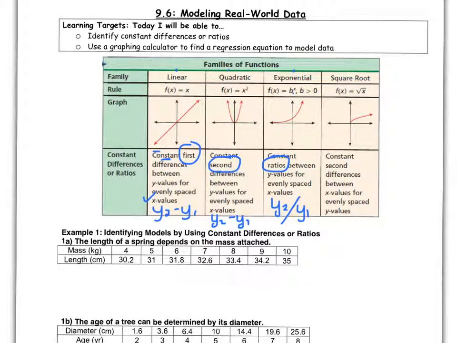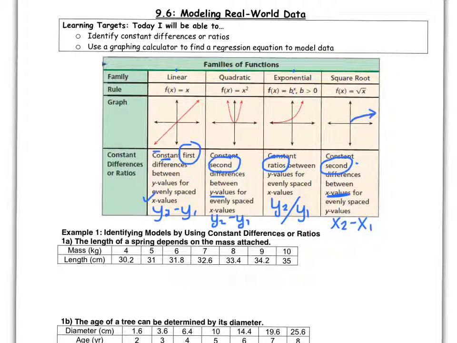And then the last one is square root. It's kind of like the quadratic one. Remember on quadratic how you have constant second differences between the y values? Square root is constant second differences between the x values for evenly spaced y's. So this time, if you take the x's and subtract them and you get the same number on the second try, then you'll have a square root function. And this one we haven't really looked at before. We've looked at the shape, but not from a table. And so you can see the shape is kind of like that.